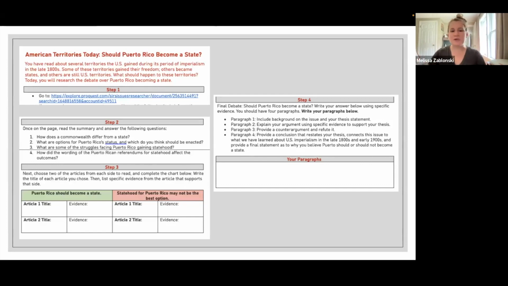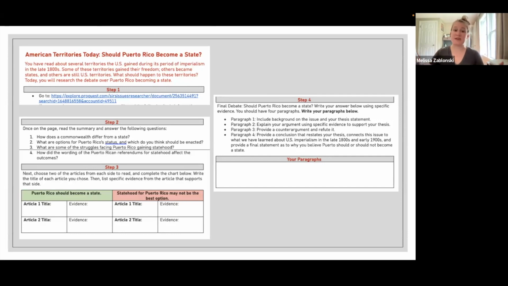So when they go to the issue researcher, they look at the summary on the first page. What students are doing is just getting some background information for themselves. So how does a Commonwealth differ from a state? What options exist for Puerto Rico status, and what do they think should be the chosen option? What are some of the struggles that Puerto Rico faces when it comes to gaining statehood? And why basically did the referendums in Puerto Rico to vote them as a state not necessarily see success?